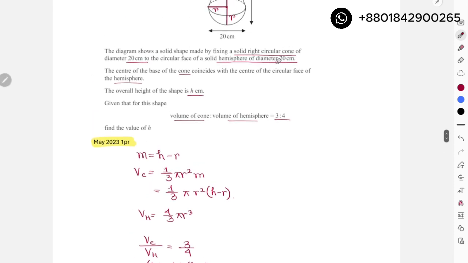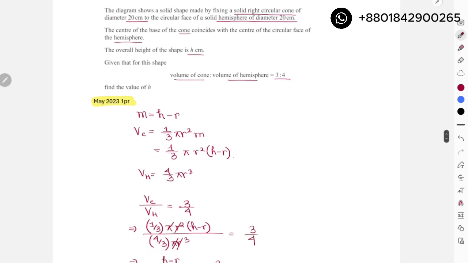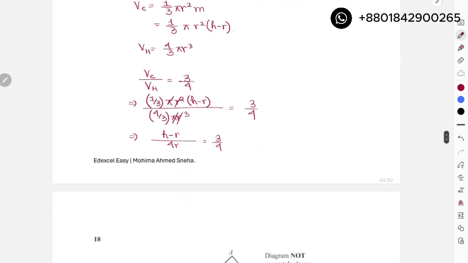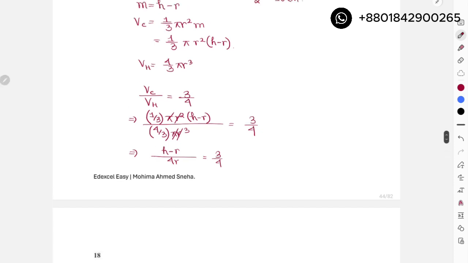Sorry, I didn't focus over here. The diameter was given as 20 centimeter. That means the radius in that case is going to be half of the diameter, right? So r over here is going to be 20 over 2, that is just 10 centimeter. If the radius is 10 centimeter, now it's just easy, right?